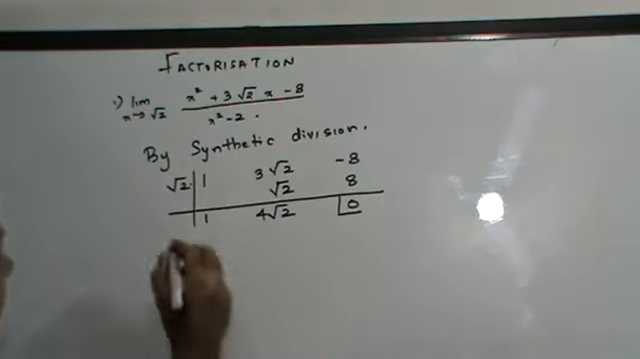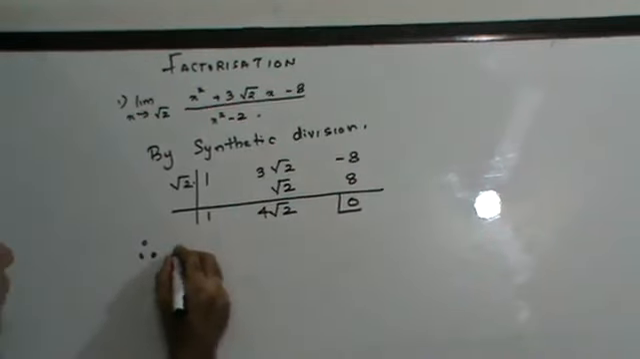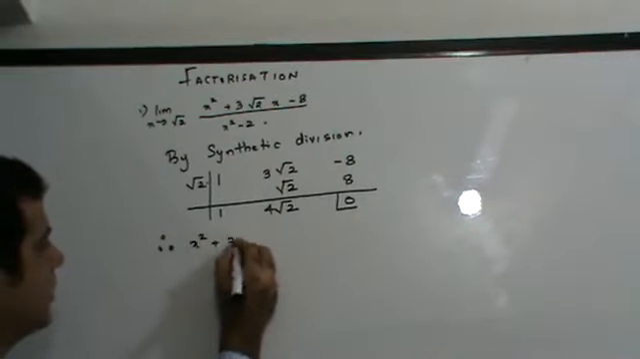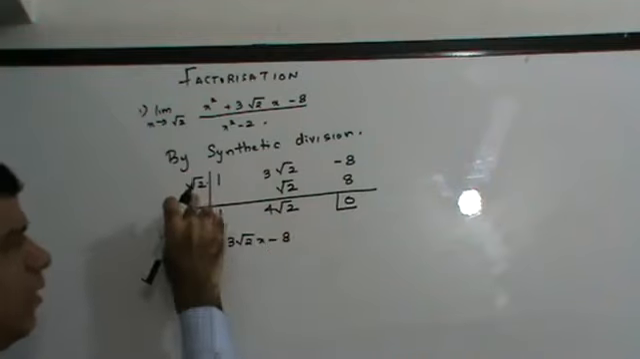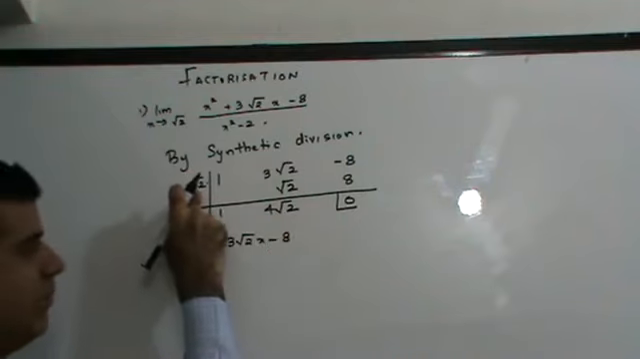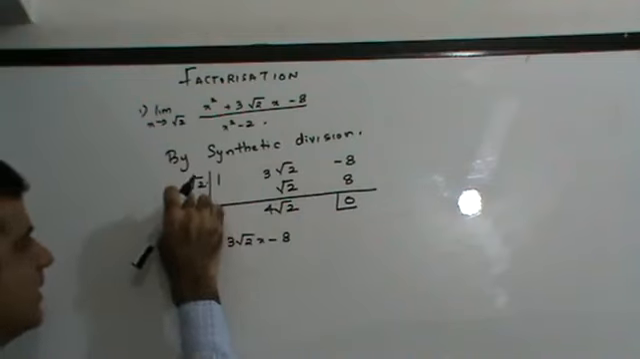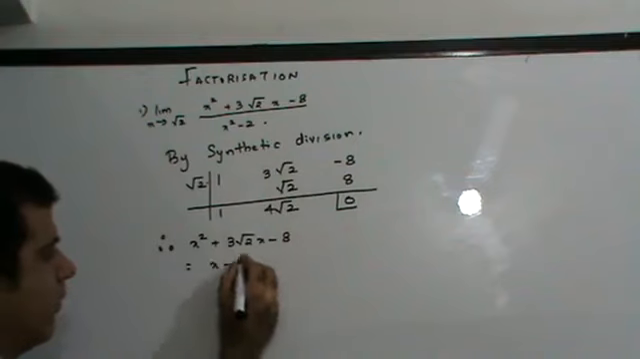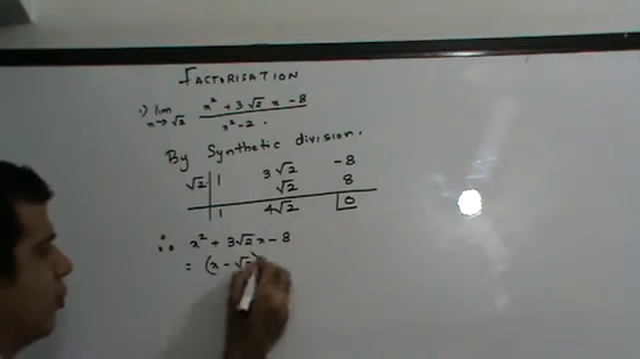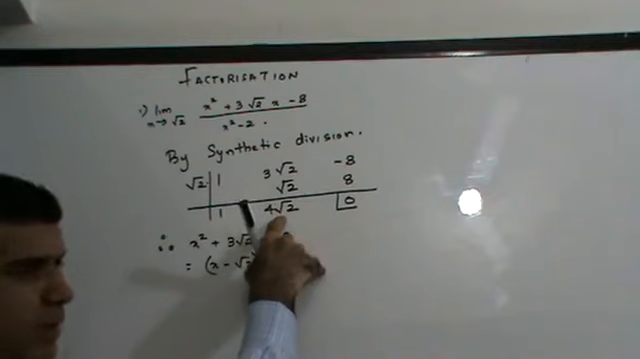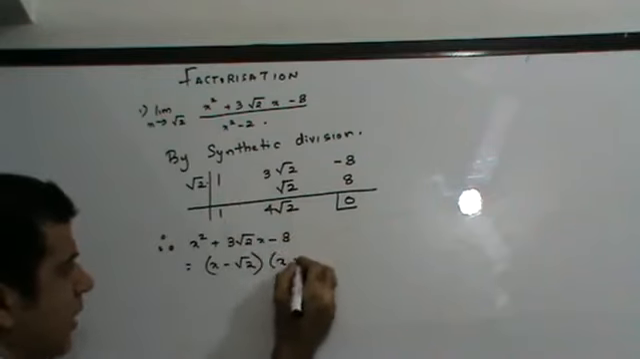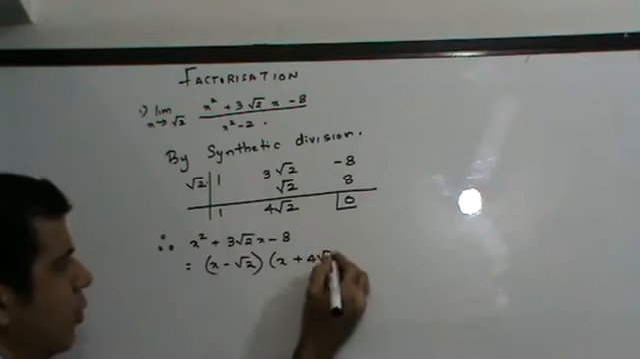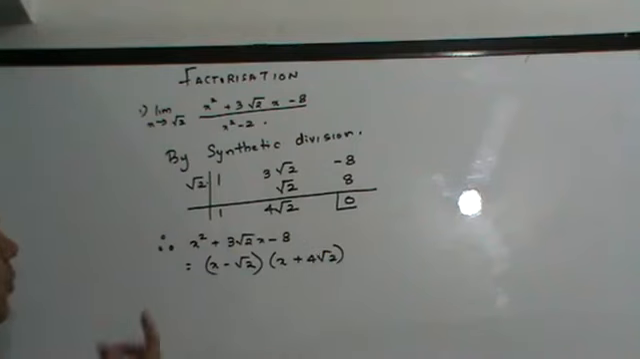How do I get the factors? I could say therefore x square plus 3 root 2 x minus 8, the factors are: one of the factors will be this term with the opposite sign, complementary sign. So that means this is plus root 2, therefore one of the factors will be x minus root 2. This will take the variable x raised to 0, x raised to 1. So x plus 4 root 2. So these are going to be my factors of the numerator.